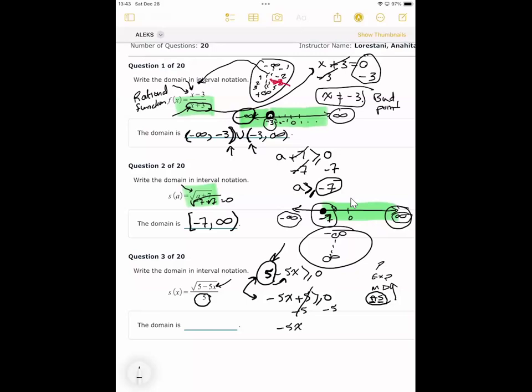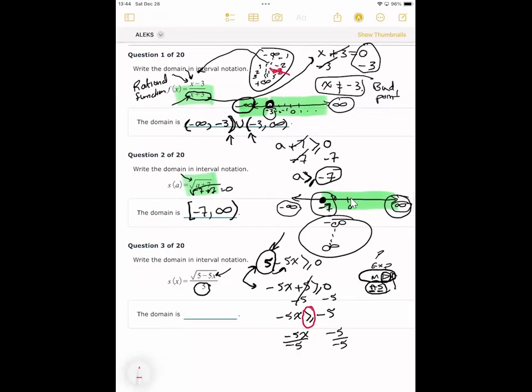You get negative 5x is greater than or equal to negative 5. Then you say, do I have a number being multiplied or divided? Yes, you have a number being multiplied. Negative 5 is being multiplied. So for that reason, you're going to divide by negative 5. So you divide both sides by negative 5. Since you have an inequality, when you divide by a negative 5, you have to make sure you flip the sign. So when you divide by a negative number, you flip the sign.